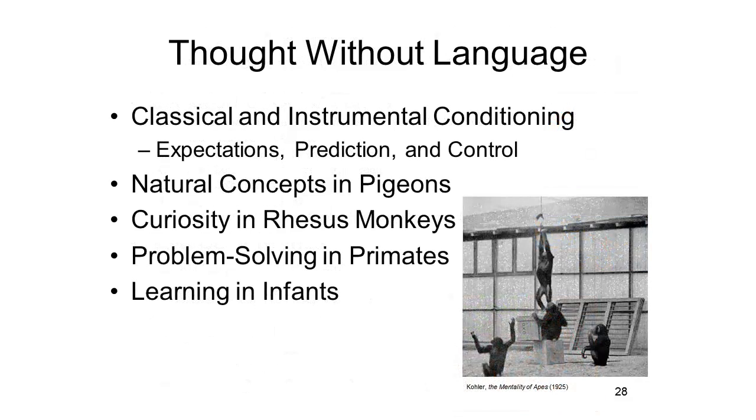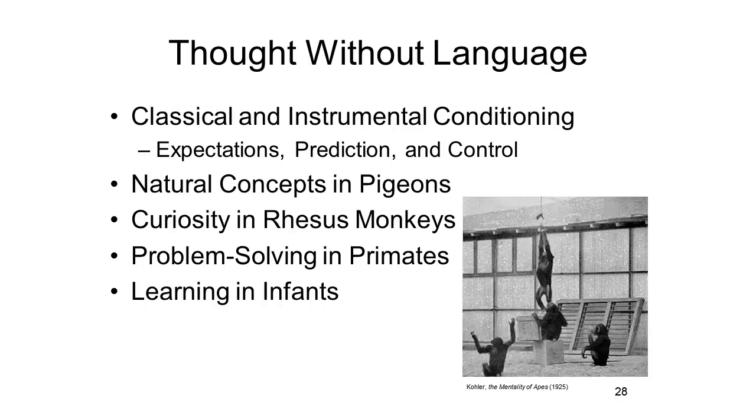Boroditsky and others continue to find examples where language seems to influence thought, but the first thing to be said is that thinking doesn't require language at all. Language makes thinking easier, perhaps, and more powerful, but there are lots of examples of thinking in animals who don't have anything like human language. Rats and pigeons form expectations concerning prediction and control during classical and instrumental conditioning. Pigeons have been found to form natural concepts. Rhesus monkeys are curious about their world.